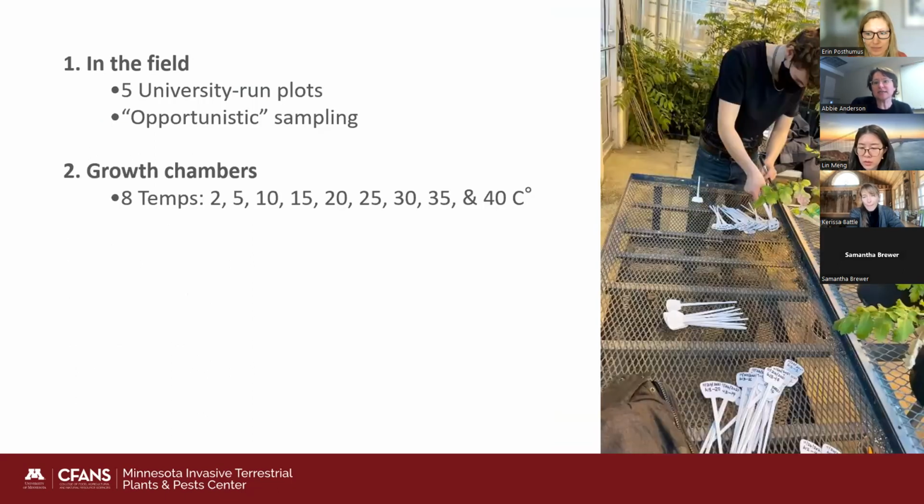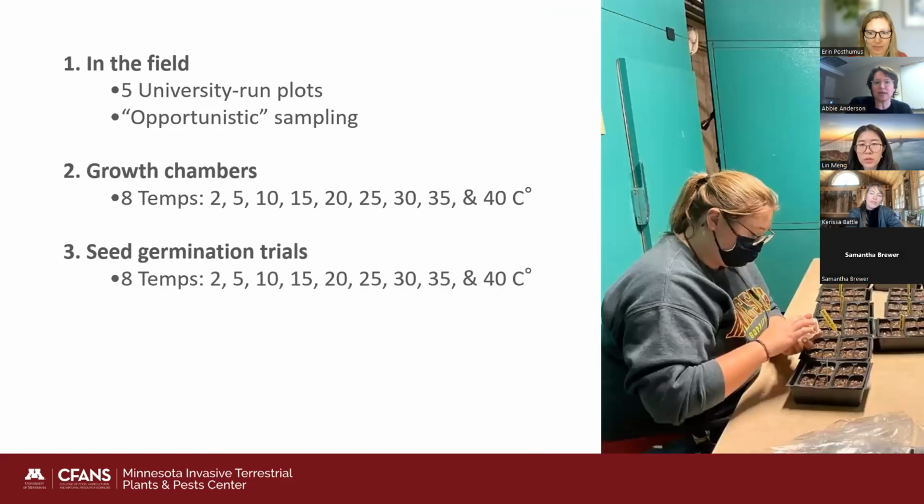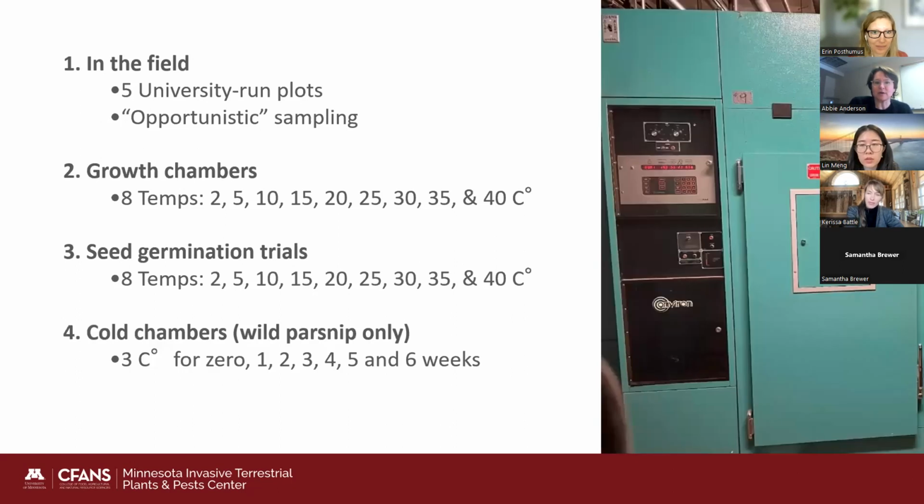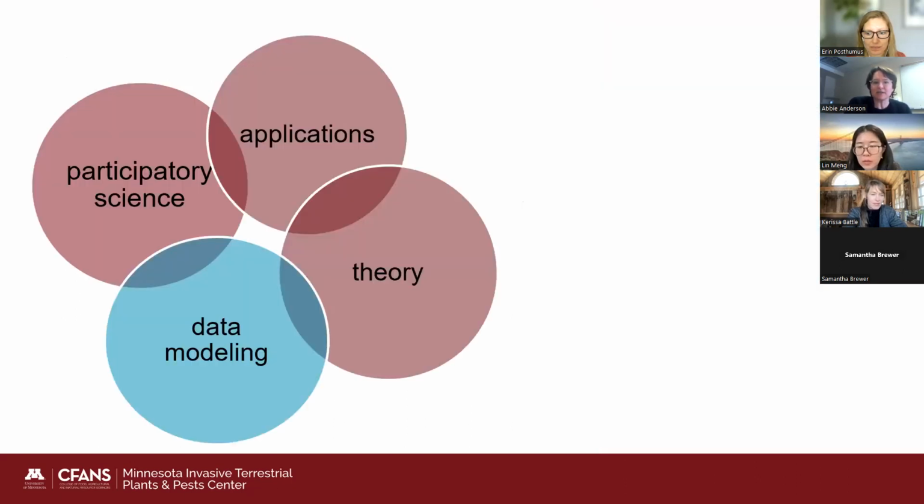We also, in addition to the data in the field, had efforts to collect data within growth chambers where we could manipulate the temperatures. We did some seed germination trials, and we did what's called a cold chamber or vernalization trial for wild parsnip, because that chilling period is important in its overall phenology. But I'm mostly going to talk about the data in the field. And having talked about all that data collection, I'm going to skip over data modeling for the moment and just reflect quickly on participatory science, since that's my area.